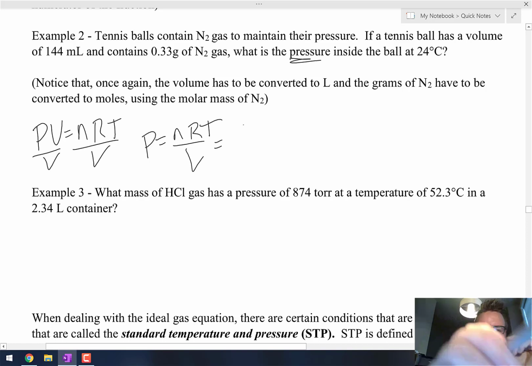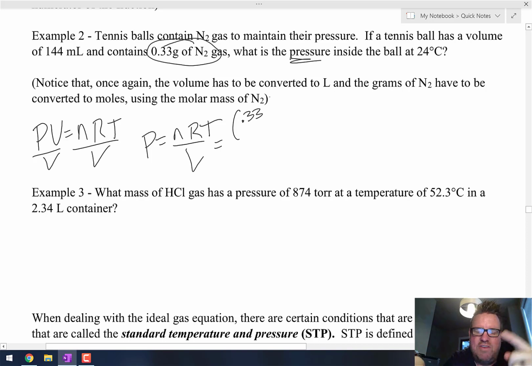So the number of moles they don't give me, but they give me the grams of nitrogen. So watch how I do this. I'm not even gonna write the answer. I'm just gonna take 0.33 because I've done this enough now that I know that I need to divide by the molar mass of N2. So the molar mass of N2 is 28.